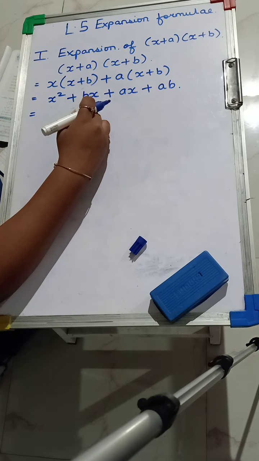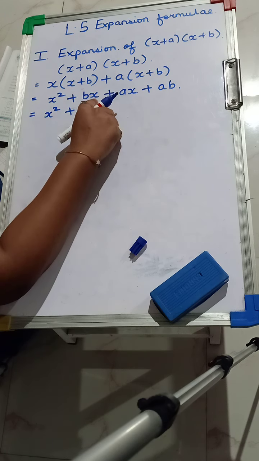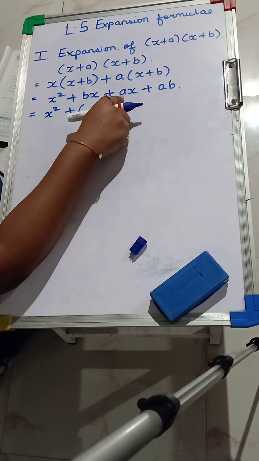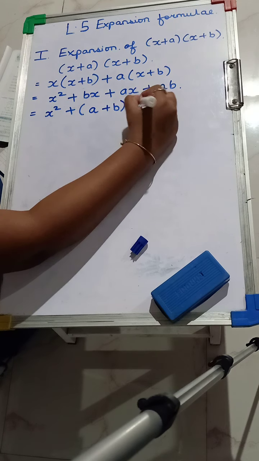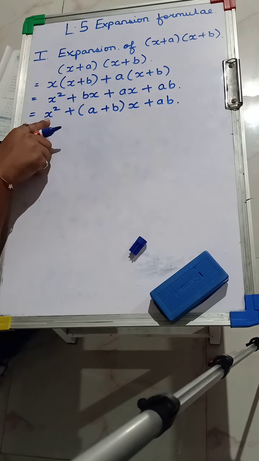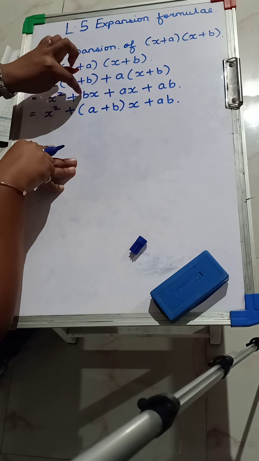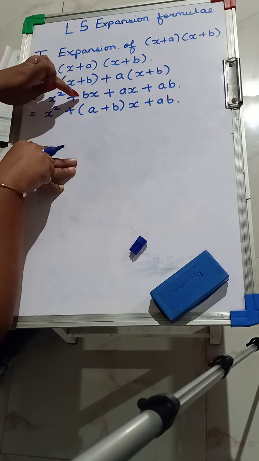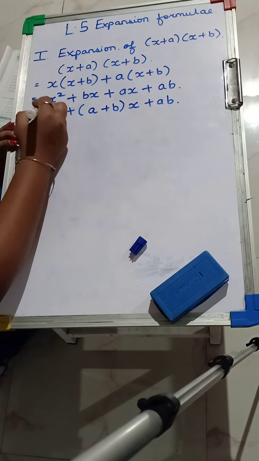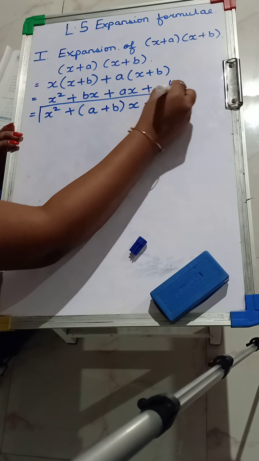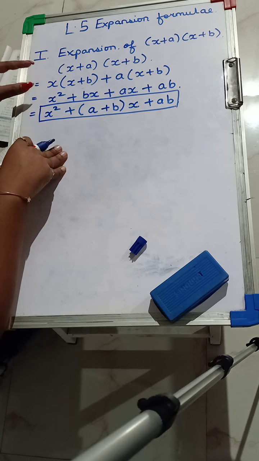Now what is common here is x square, you will write as it is, plus x here is common for a also and b also. So we take the formula as a plus b, close the bracket, x plus ab. That means x square will come down, a plus b, since x is common for b as well as a, so a plus b times x, plus ab. So this is the final formula that you get after expansion. Okay, so this you are going to copy in your notebook.